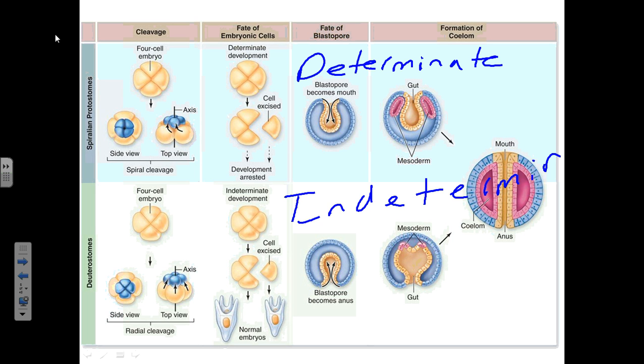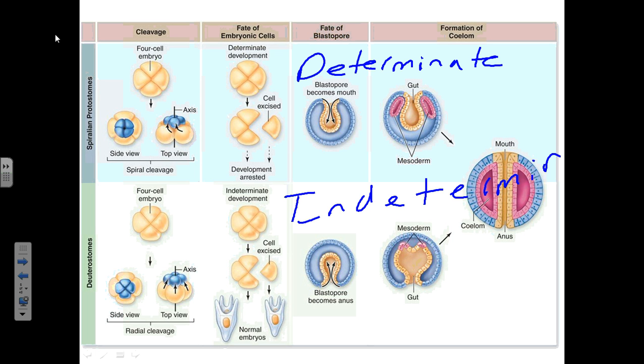So, 3 differences between deuterostomes and protostomes. In protostomes, the mouth forms from the blastopore, and it forms first. And it leads into the archenteron, the primitive gut. Cleavage is determinate in protostomes. The fate of the cells is determined really, really early. They're really no longer stem cells at that point because a lot of their DNA has been methylated. And the cells cleave in a spiral pattern in protostomes.